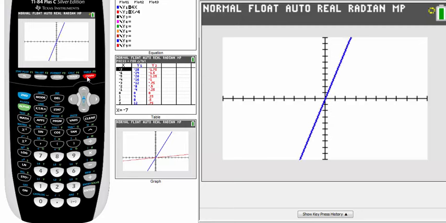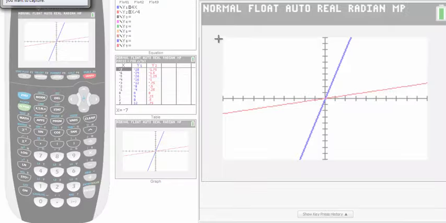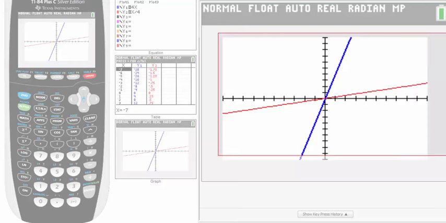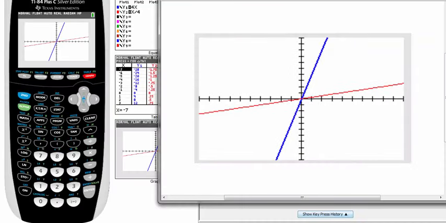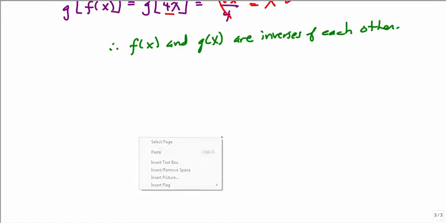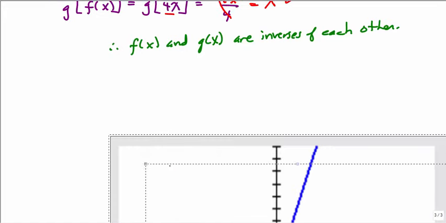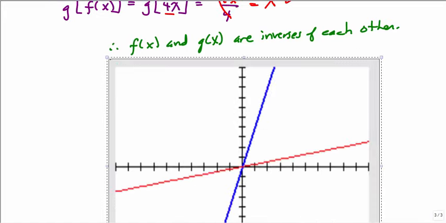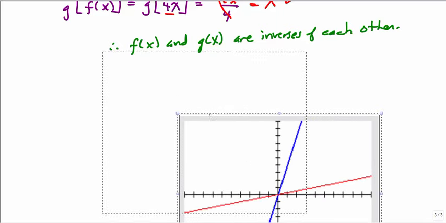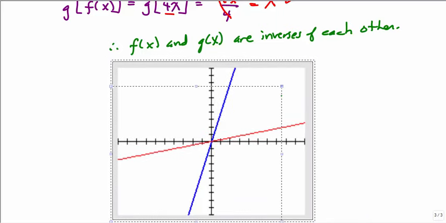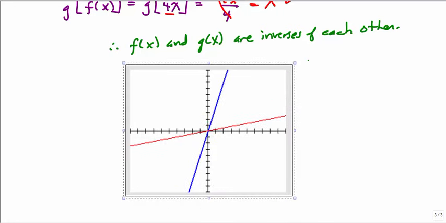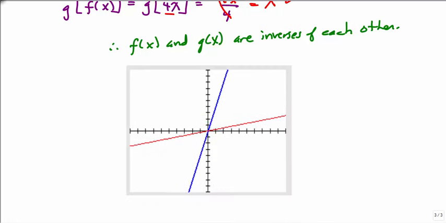Okay, there's my first graph. Here's my second one. And it definitely does look like it's symmetric across the y equal x line. So let's go ahead and pop that into our lecture notes, and then we can sketch in the y equal x line. This is not a way to verify that a function and another function are inverses of each other, but it's a way for me to look at the output from a graph and say that it's reasonable that they could be.